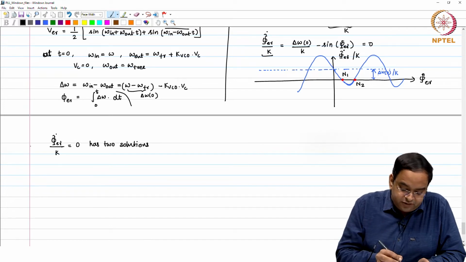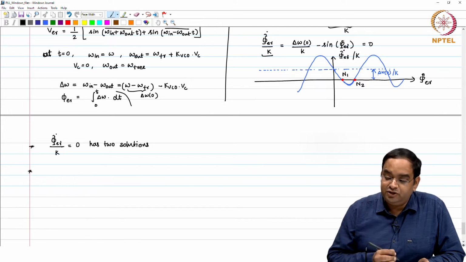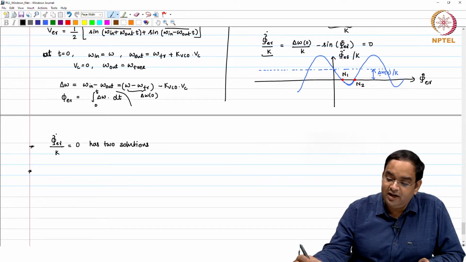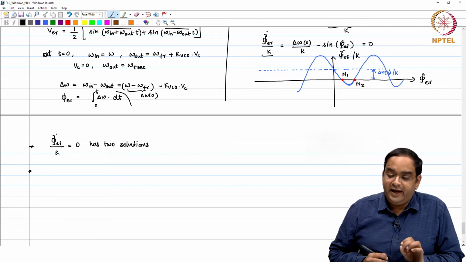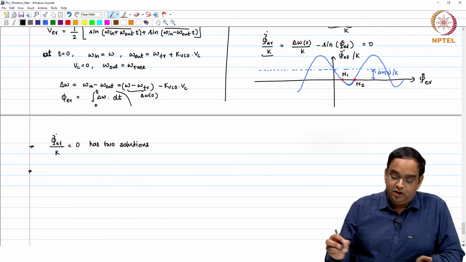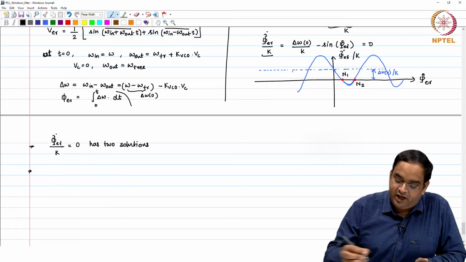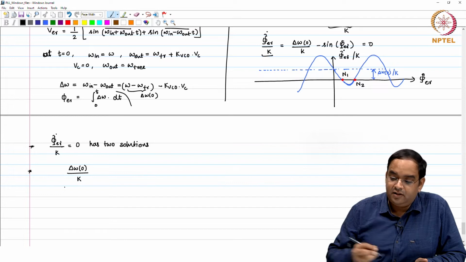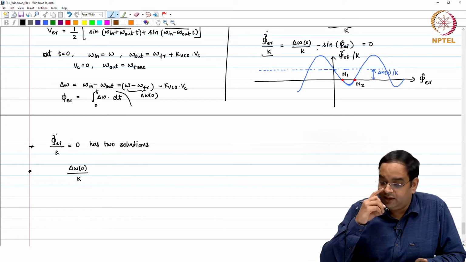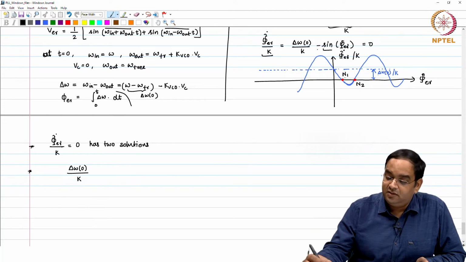Other thing which you also observe is that the two solutions exist only when delta omega 0 by k is some particular value. You may not have solutions always. Okay. So, the solutions exist here only when you have delta omega 0 by k, right. If you take this up, the shift is on the upside, then you will know that sine of phase error is going to limit the nulls at this point.